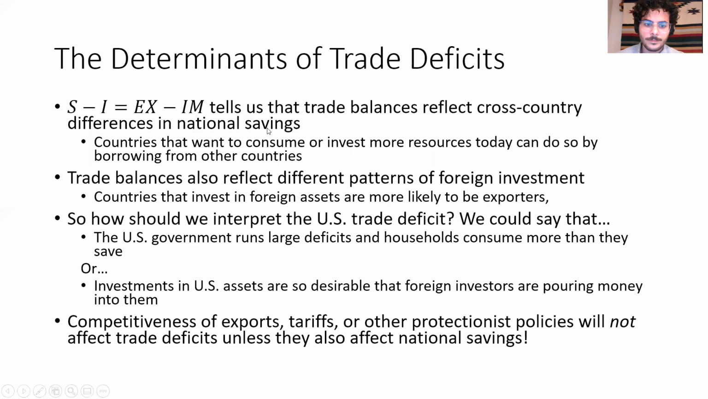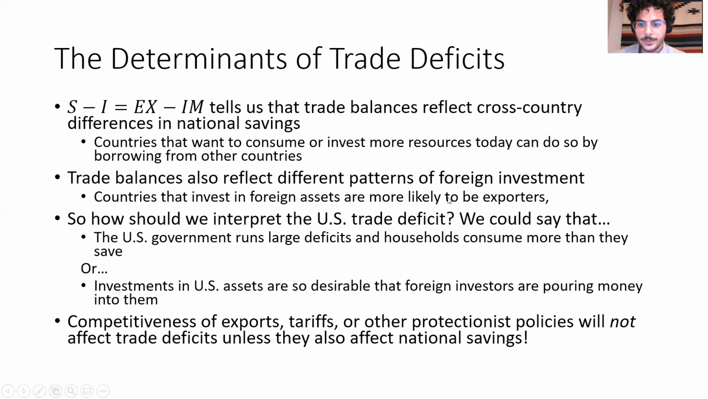Trade balances also reflect different patterns of foreign investment. So whether or not investors are putting more of their money into domestic investment or foreign investment can also contribute to trade balances. And in particular, countries that are investing in foreign assets are more likely to be exporters.